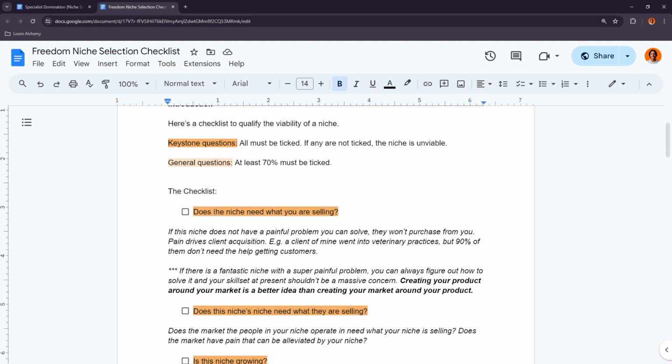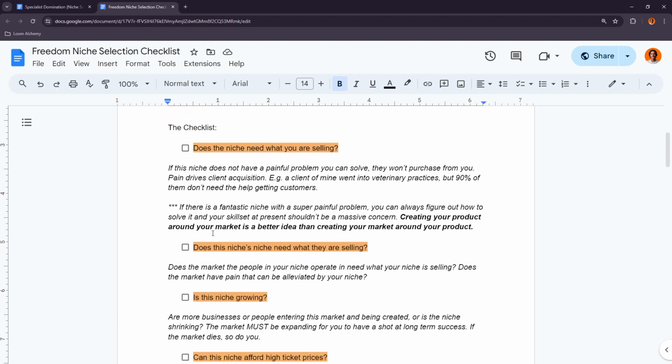If you're just starting out, first I would suggest that you do some market research, you find a problem that people have and you create a solution around that. It's always possible to find a solution, it's always possible to figure out how you can solve it, and your skill set at present is not an issue. You can always hire genius talent. That's one thing. Now the second one is a little tricky.